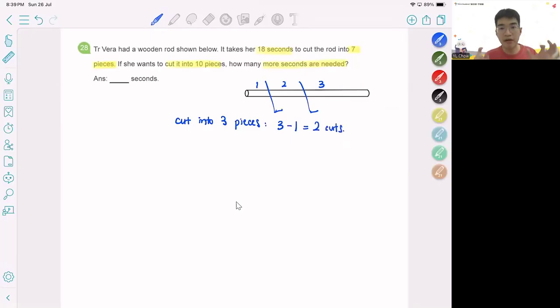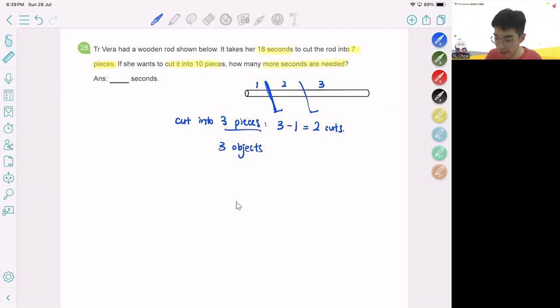Think about your pieces as objects in an interval problem, and every time you cut once, you are creating a gap between 2 pieces. So if you have 3 pieces, you can think of it as 3 objects. So in a row of 3 objects, how many gaps should there be between them?